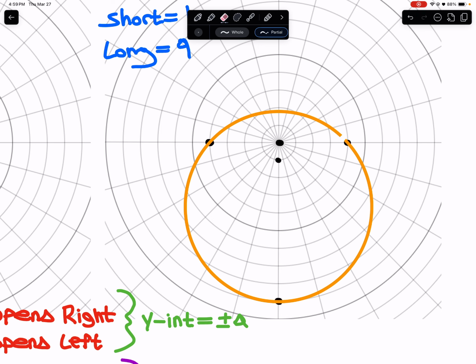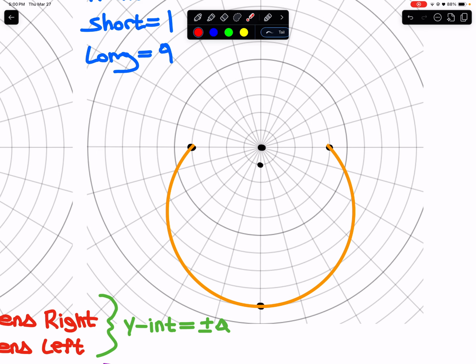Okay, now I'm going to use partial eraser, get rid of that. Then use the whole eraser and get rid of that. Now, once again, over here, I'm going to connect it all, pass through the pole, loop around, pass through the pole again, and then come back and connect it all.